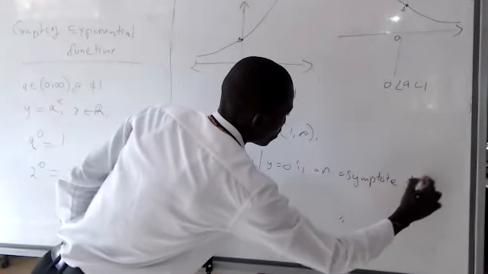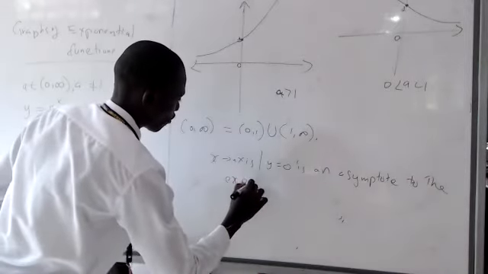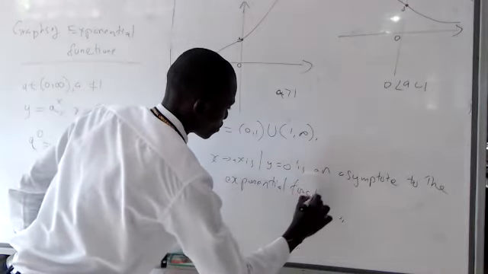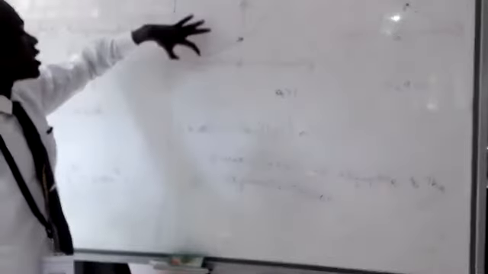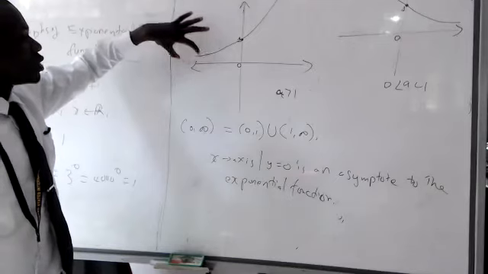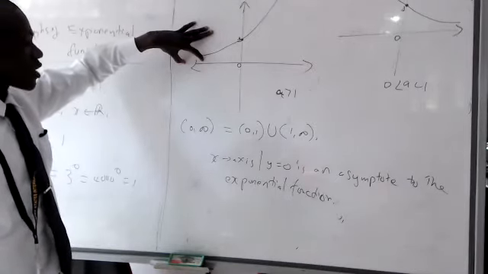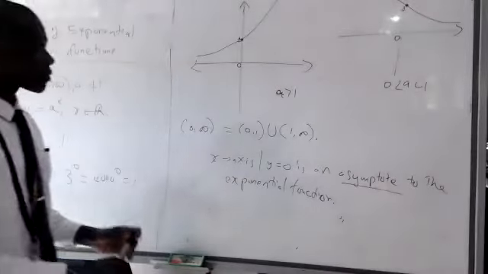So this graph will always approach the x-axis, but it will never touch it. Such lines which are approached by graphs of a function, but the graph does not touch it, are called asymptotes. It's called an asymptote.